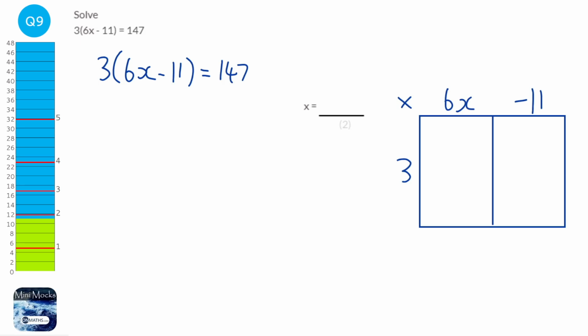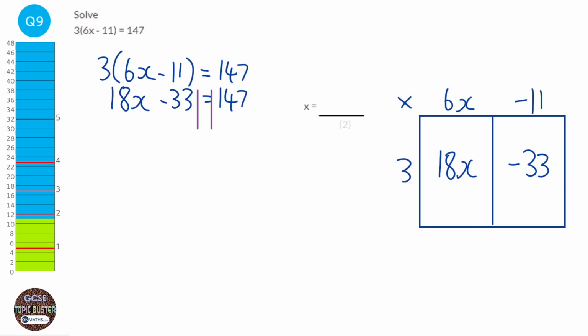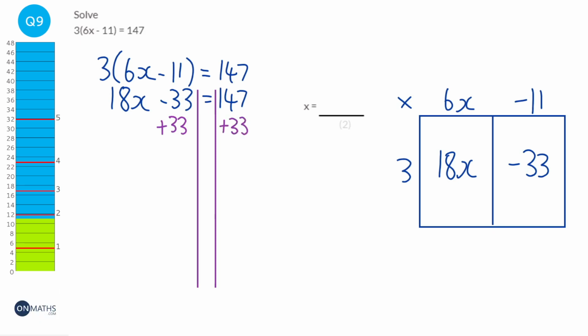3 times 6x is 18x. 3 times minus 11 is minus 33. So we're just going to rewrite this as 18x minus 33. Now we are solving, so we're going to put our solving lines in. The first thing I want to deal with is this take away 33. So we're going to do the opposite of that, the inverse, which is plus 33. Whatever you do to the left hand side, you have to do to the right hand side. So we're going to add 33 to both sides.